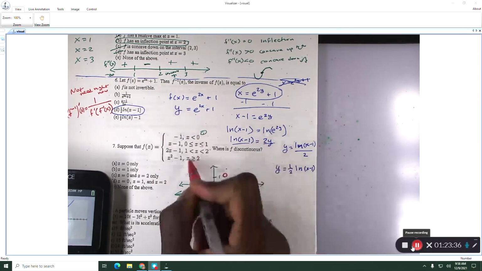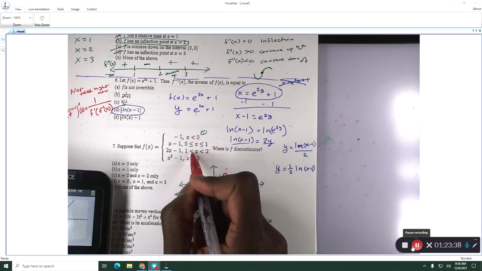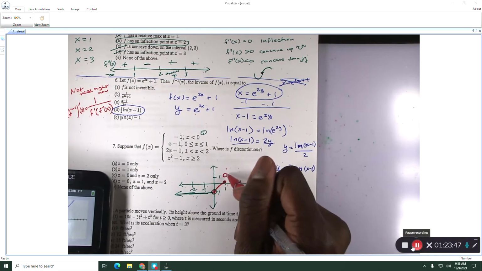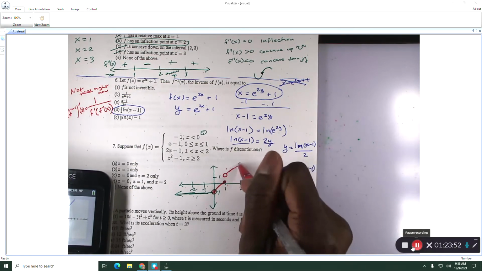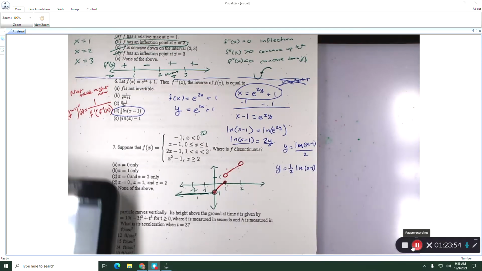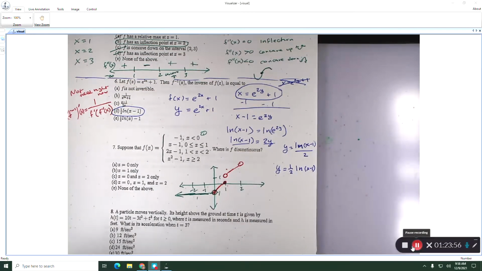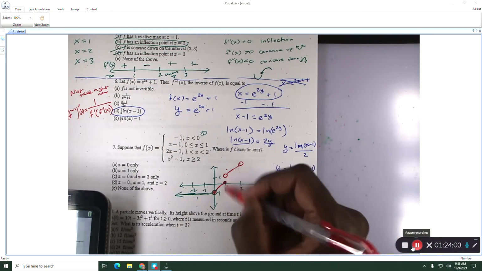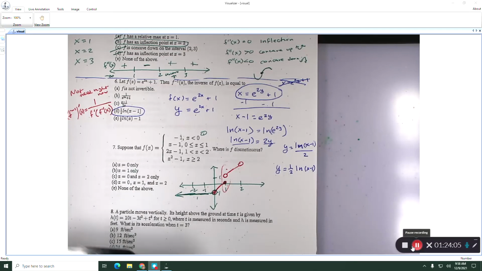But again, it's a less than symbol here. So there's no or equal to. It's not going to have a value there. All of our points are going to be between 1 and 2. We're not going to be equal at that point. And right there, we see discontinuity. We see discontinuity right here. It's very clear and transparent.